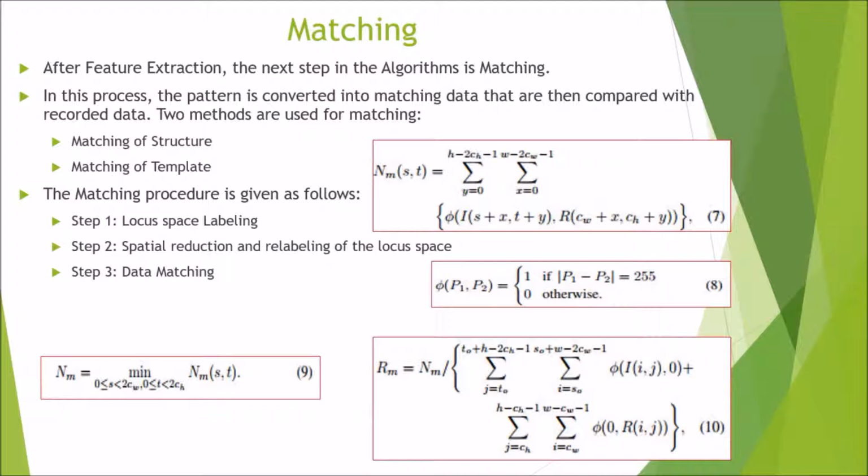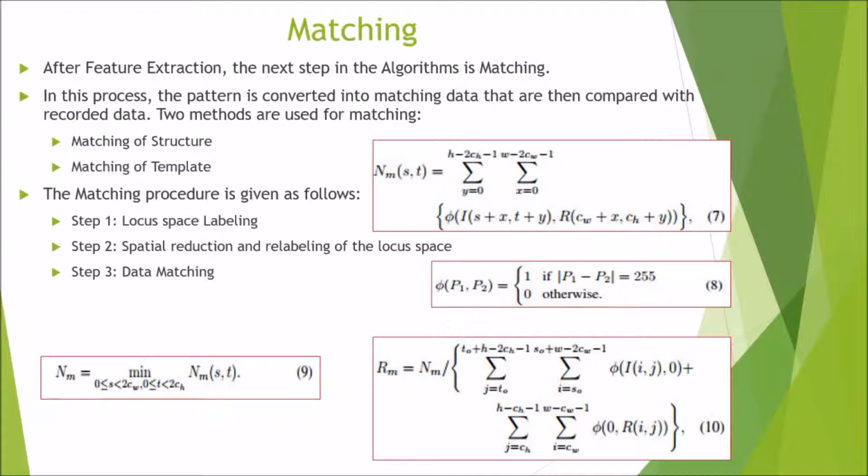After feature extraction, the next step in the algorithm is matching. In the matching process, the pattern is converted into matching data and these data are compared with recorded data. Two methods are commonly used for matching line-shaped patterns: structural matching and template matching. Structural matching requires additional extraction of feature points such as line endings and bifurcations. The ambiguous regions around the vein are identified and the slight misalignments between vein patterns in these regions are ignored. Robust template matching is thereby achieved. The matching process is as follows.